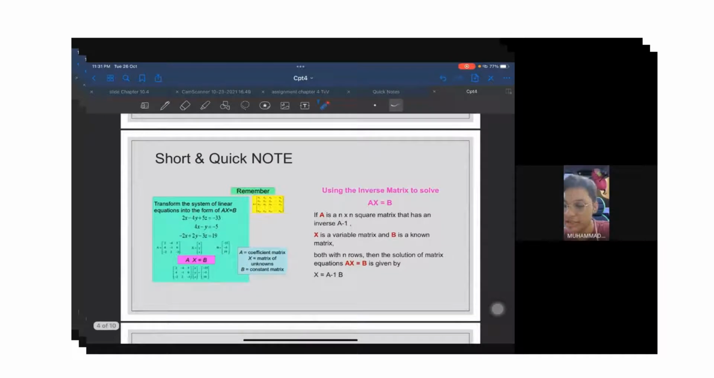So using inverse matrix to solve AX equal to B, we need to use this equation involving inverse matrix. If A is an n by n square matrix that has an inverse, X is a variable matrix and B is a known matrix, both with n rows, then the solution of matrix equation AX equal to B is given by X equal to A inverse times B.